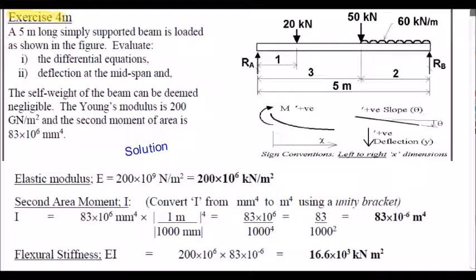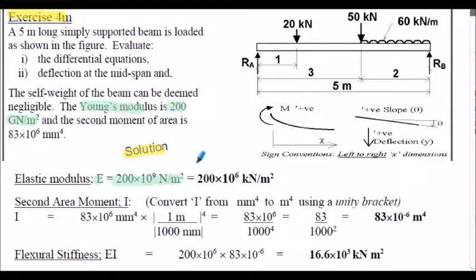So exercise 4M. Here's the commencement of the solution. The first thing we need to do is to ensure we use consistent units. From the question, it clearly states that the Young's modulus, that's the E value, is 200 giganewtons per meter squared. So E is equal to 200 times 10 to the 9 newtons per meter squared. In this instance, I'm going to work the value through in kilonewtons per meter squared, because all my loads are stated in kilonewtons here.